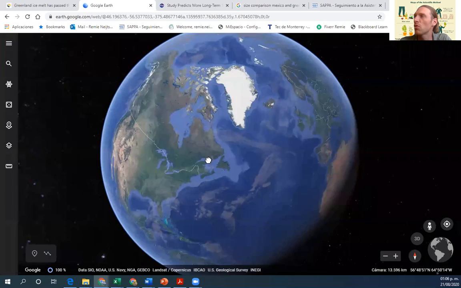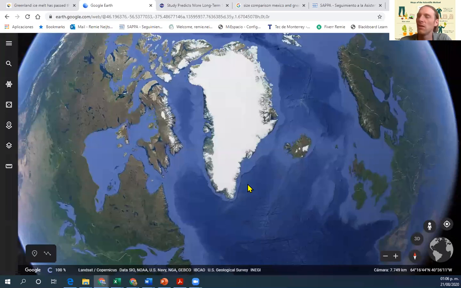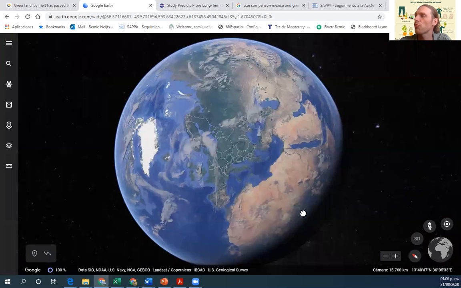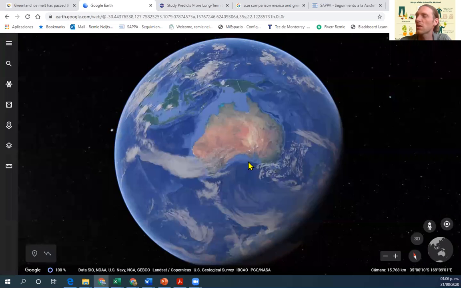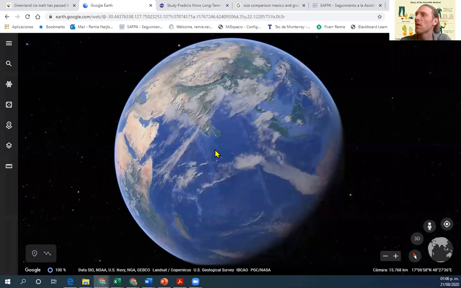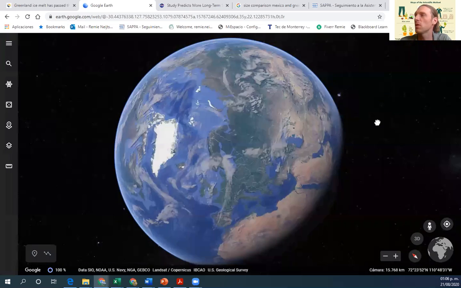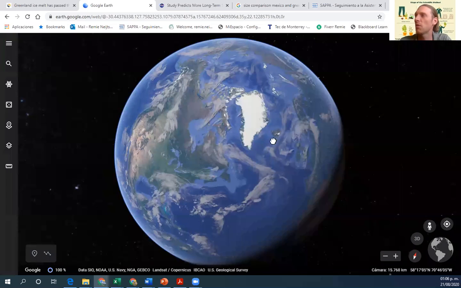Greenland, as you can see on Google Earth, is the biggest island in the world. Yeah, Australia is bigger, but we don't consider Australia an island because we consider that a continent. It's like an Oceania continent. It's not considered an island. So that's why Greenland is really the biggest island there is.